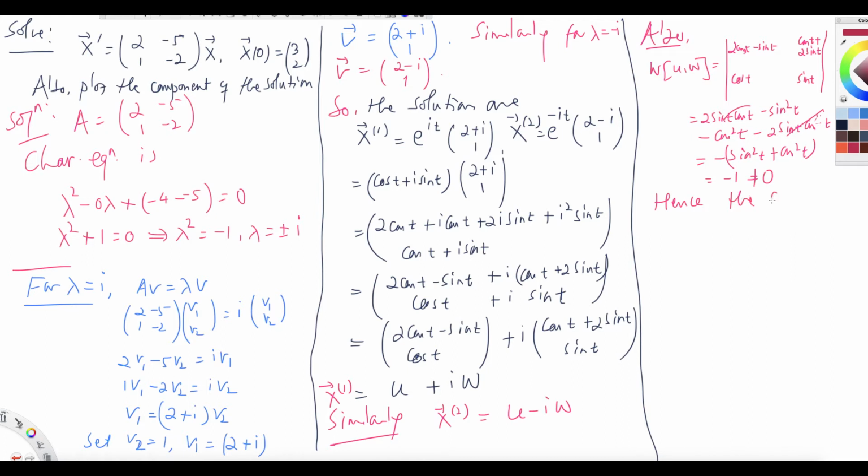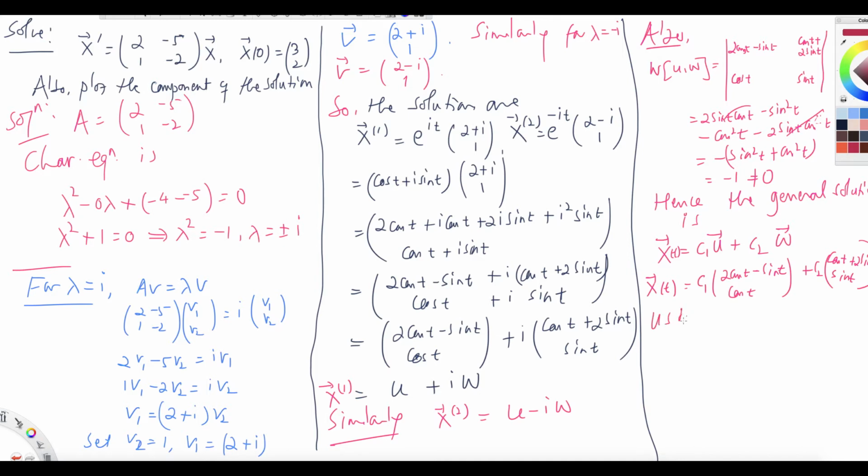Hence the general solution is, you get x vector equals c1 u plus c2 w. Let me write down, these are the vectors, right? And this x is a function of t, and u and w are also functions of t. Let me write down that form: x vector t equals c1, what is u? 2 cosine t minus sine t and cosine t, plus c2 and then that vector, cosine t plus 2 sine t, right? And then sine t. So you write the parenthesis there, right?